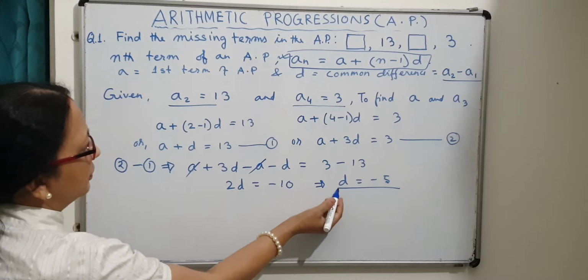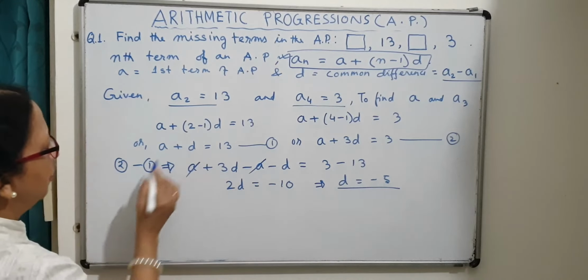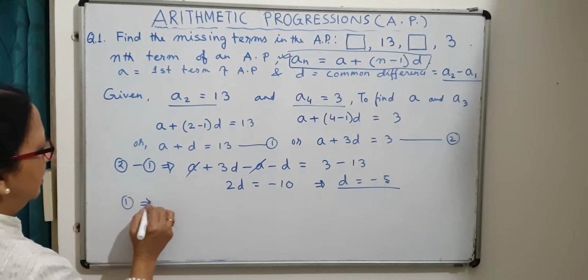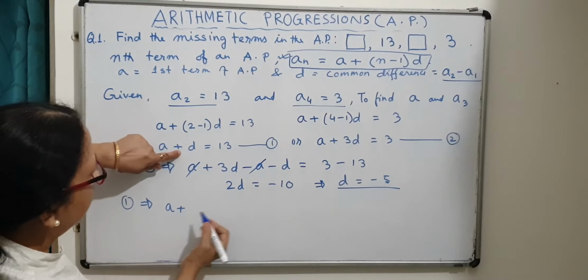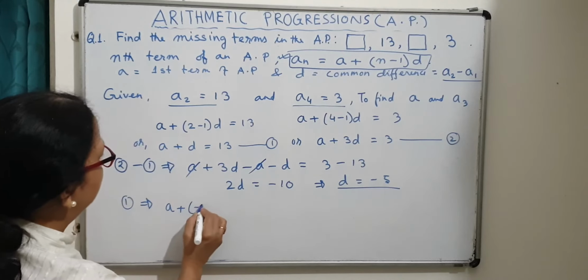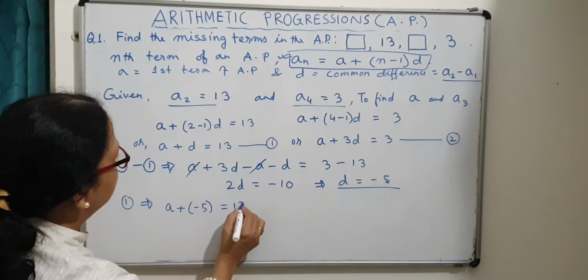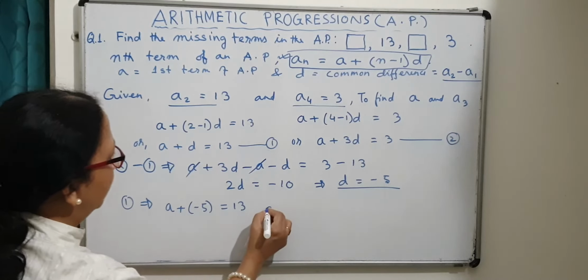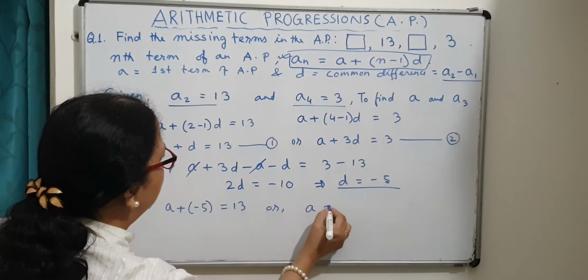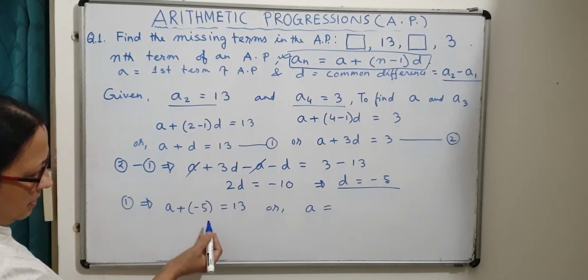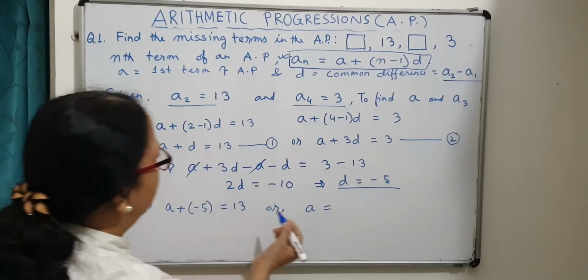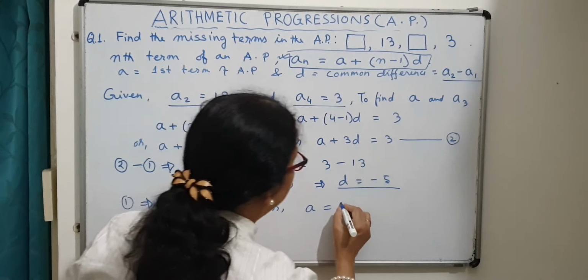Now I have to put this value of d in, say, equation 1. So from equation 1 I can write a plus d, with d as minus 5, is equal to 13, or a will be equal to, this minus 5 will go to the other side and become plus, so it will become 13 plus 5, 18.